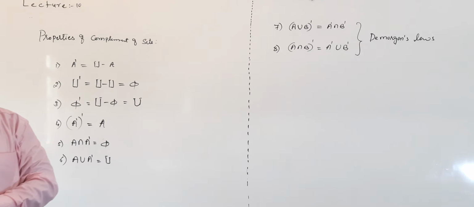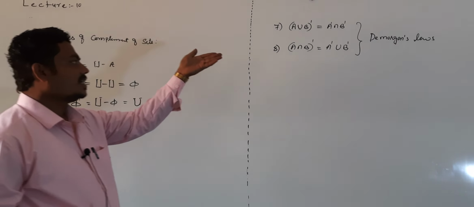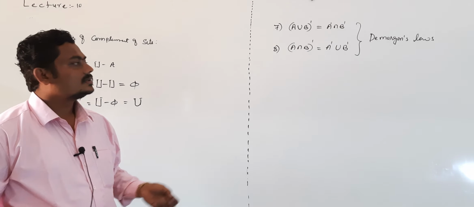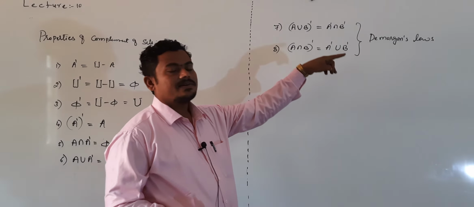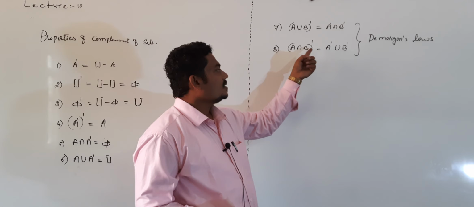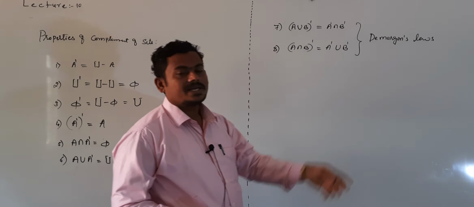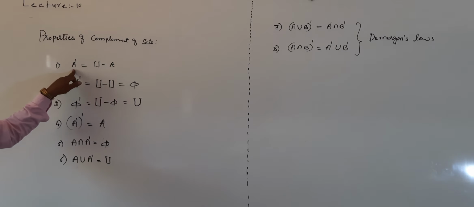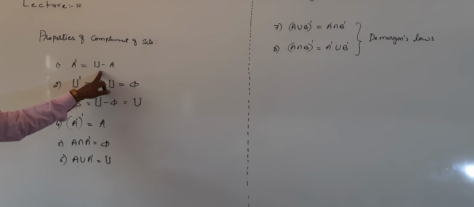These properties are very important. Just remember A union B. A union B whole complement is equal to A complement intersection B complement, and A intersection B whole complement is A complement union B complement. A complement, by definition, is equal to U minus A.